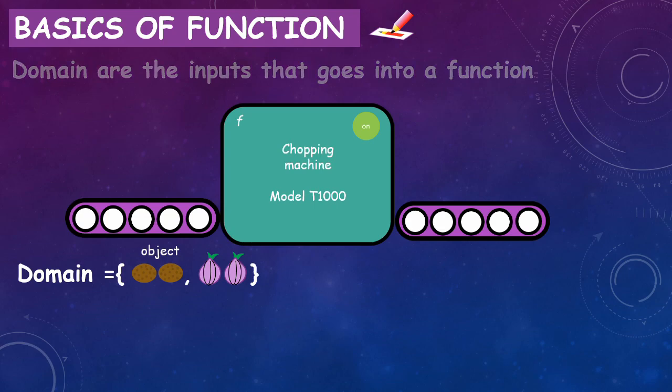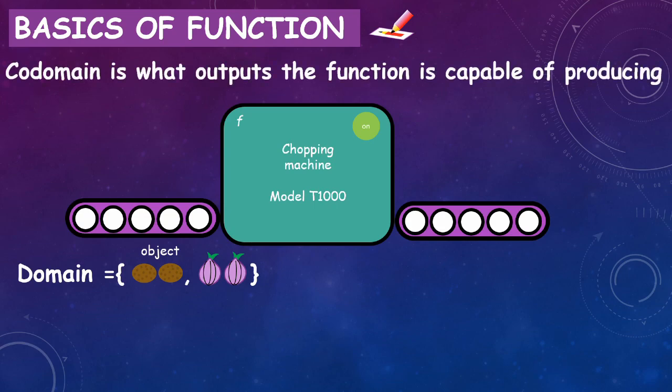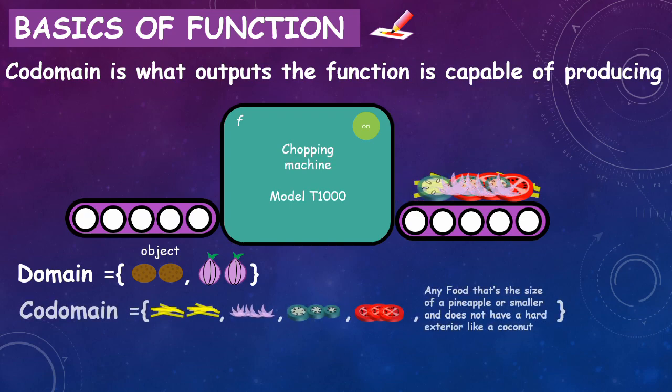Codomains are outputs that the function is capable of producing. This chopping machine model T1000 is capable of chopping any food that's the size of a pineapple or smaller and does not have a hard exterior like a coconut. Therefore, my codomains are any food that the machine is capable of producing, which are foods that are smaller than a pineapple and do not have a hard exterior.